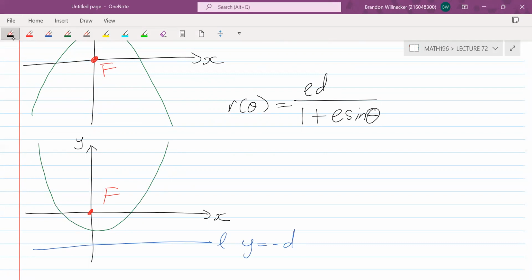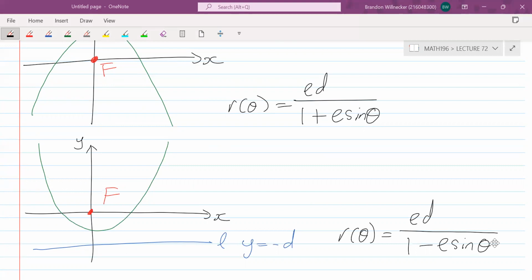Okay, so for this case, we're going to have something like r of theta equals E times D over 1 minus E sine theta. Again, we're using a horizontal directrix line, so we have y equals something, so we use sine. That something is negative, so y equals minus D. So we use 1 minus E sine theta. Okay, so very easy to remember.